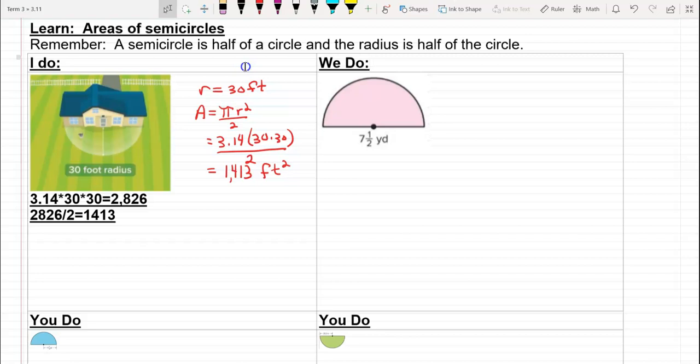So as you can see on this problem, we weren't given a radius, we're given a diameter of 7.5 yards. So to find our radius, we'll take 7.5 and divide that by 2. So let's see, what is that when we plug that into our calculator? 7.5 divided by 2 equals 3.75.